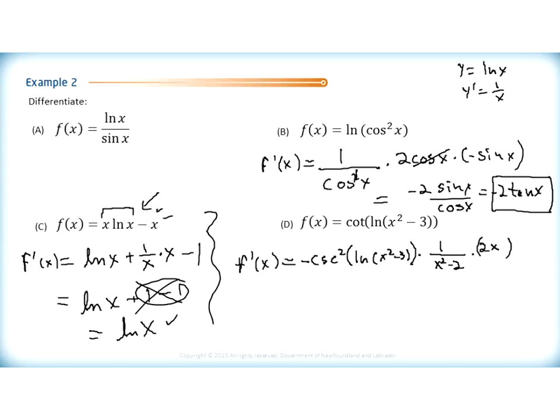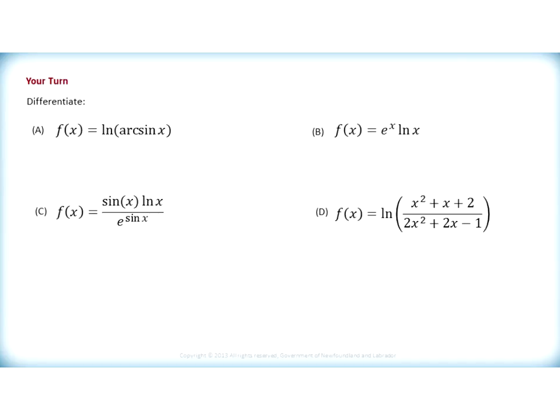Then we're going to try to simplify this. There's not really a whole lot we can do except maybe write it in a neater form. So all upstairs I'm going to have -2x times cosecant squared of the natural log of x squared minus 3, all divided by x squared minus 2. That's about as nice as I can make that one. Okay, nice differentiation, folks. Hope you like that. I did. Okay. Here's the your turn question.